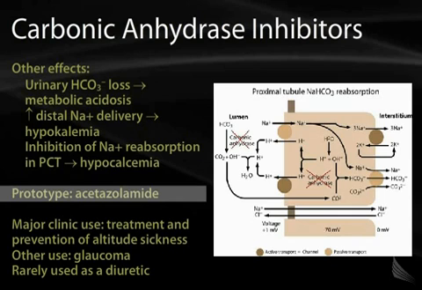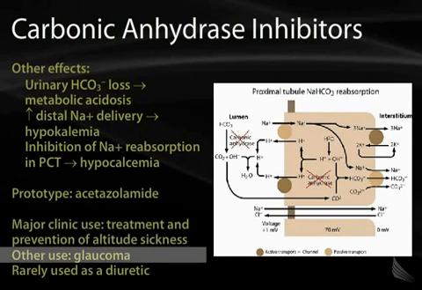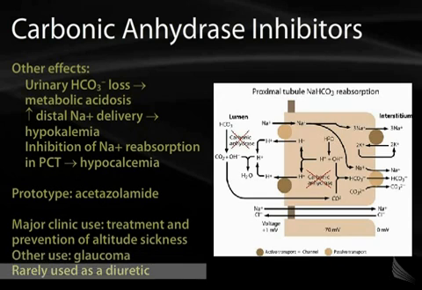The prototype of carbonic anhydrase inhibitors is acetazolamide. The major clinical use is the treatment and prevention of altitude sickness. Another use is glaucoma. However, in clinical practice it is rarely used as a diuretic, primarily because although it affects the proximal tubule, which is mostly responsible for sodium reabsorption, the more distal segments of the nephron, the thick ascending limb and the distal convoluted tubule, compensate and reabsorb much of the sodium that is lost. Therefore, its overall effect as a natriuretic or diuretic is very small.